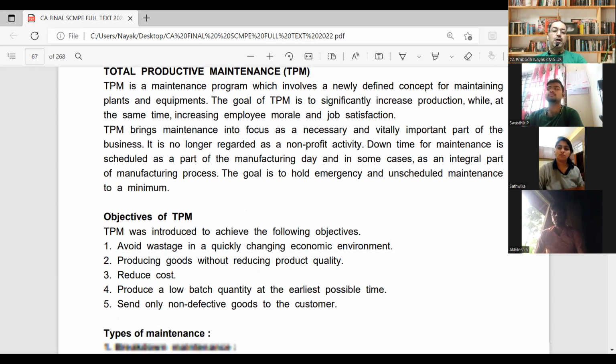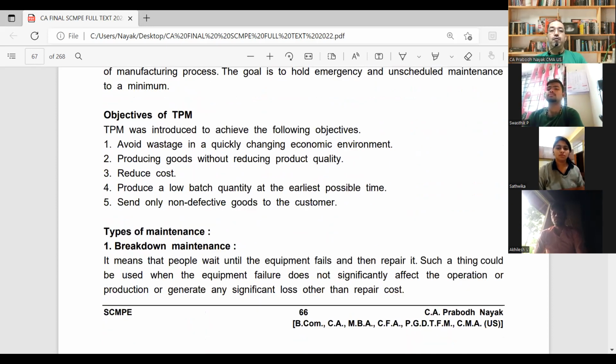Okay. So what are the objectives of total productive maintenance? Productive maintenance. So maintenance should be productive. It should be resulting in positive results. It should be giving us positive benefits, and it should be resulting in increase in production, better quality, reduction in cost. So what are the objectives of TPM?